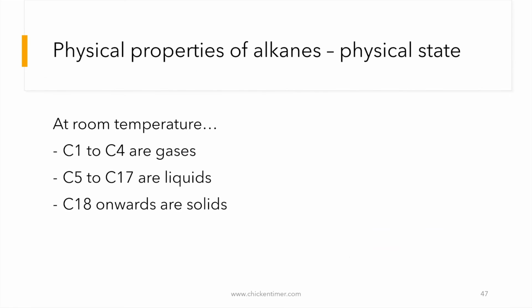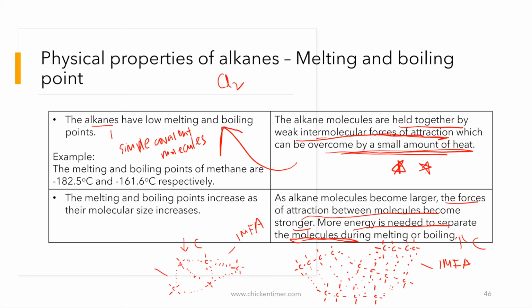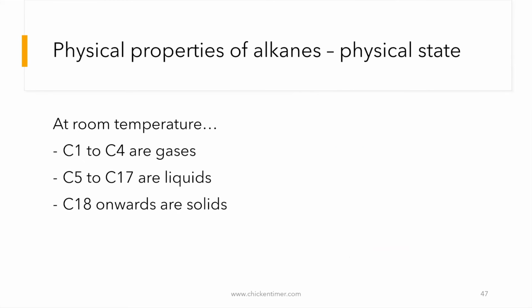So back to this. We have melting boiling point. So they have low melting boiling point. The first four alkanes are gases. Then 5 to 17, because their intermolecular forces of attraction increase due to their size, their boiling point will increase, so they are liquids. And then from 18 carbon onwards, the alkanes are solids. You just need to know the melting boiling point increases.